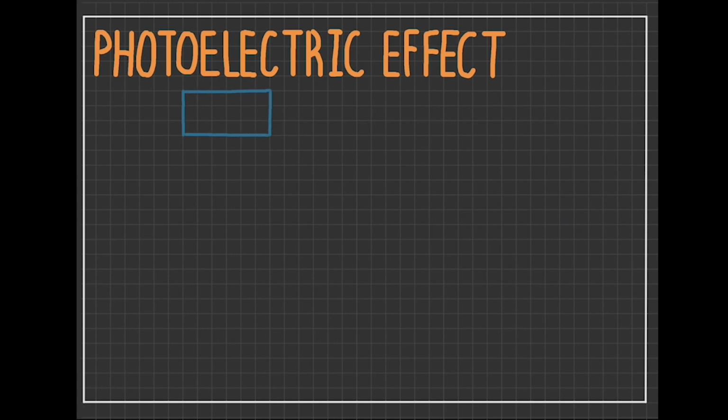Now let's talk about something called the photoelectric effect. It was observed that when light was shown at a metal beyond a specific frequency threshold, electrons from the metal were ejected. This became known as the photoelectric effect.